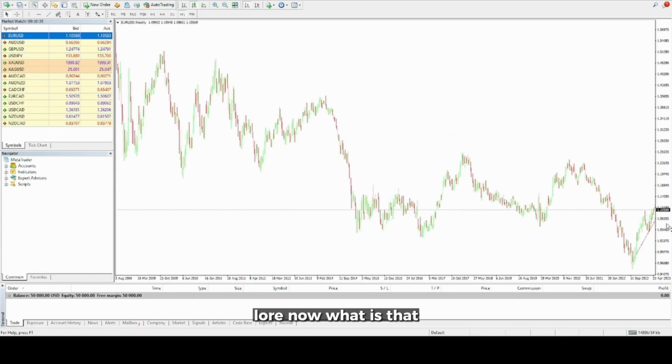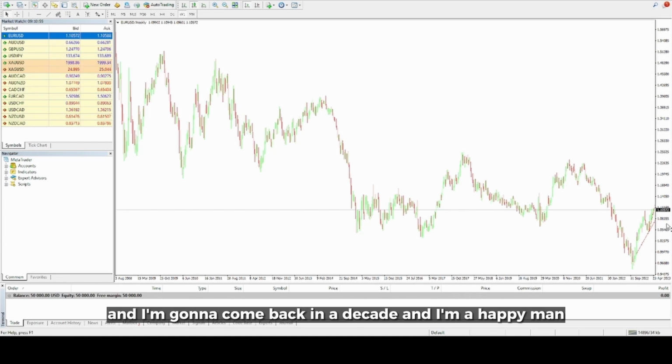Now let's break it down and make it even simpler. If I'm a trader who doesn't care about time frame, that doesn't make me a trader at all. That makes me an investor. If I'm a long-term investor, I can sell EUR USD and sit back and relax, and I'm going to come back in a decade and I'm a happy man.